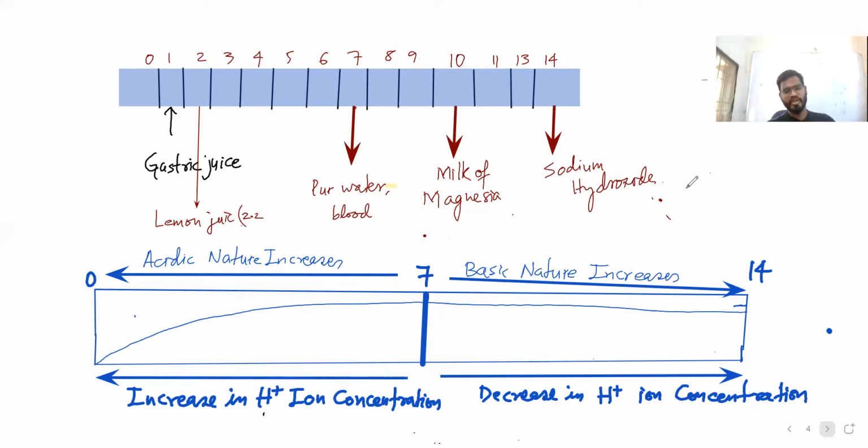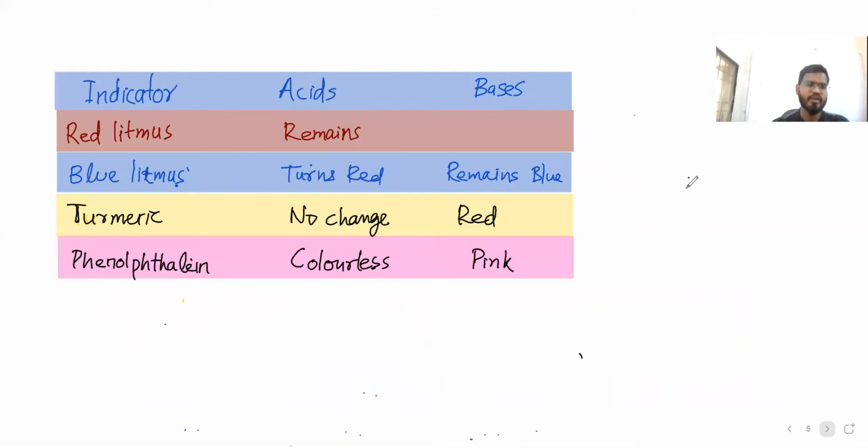So by this diagram also you can understand in an easy way. Fine. After that we are going to see some indicators, acids and bases, right? So red litmus paper turns blue in base. Red litmus paper remains the same in acids, obviously. B means base. So red to blue, right? Blue litmus paper turns red in acid but remains the same in bases. Turmeric, no change in acid, it will turn red in bases. Phenolphthalein is colorless in acid but pink in base, right?